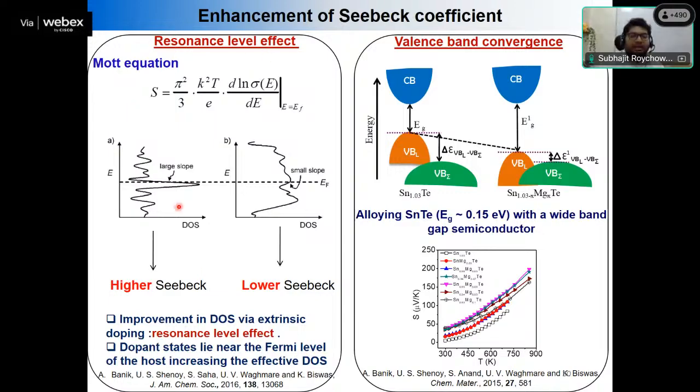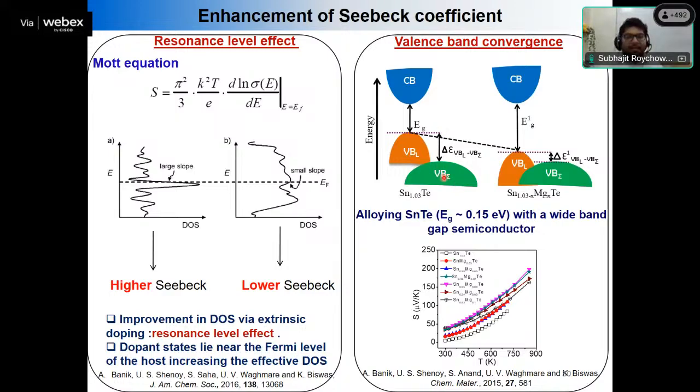Now, how do we understand that? If you have a large change in the slope near the Fermi level, you have a large Seebeck coefficient according to the Mott equation. And if you have a small slope, you have a lower Seebeck coefficient. You have to choose the doping according to that. Now, another concept is valence band convergence. In tin telluride, in a similar way, you have a light hole valence band and you have a heavy hole valence band.